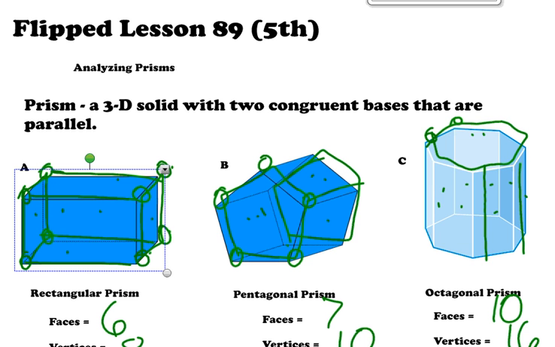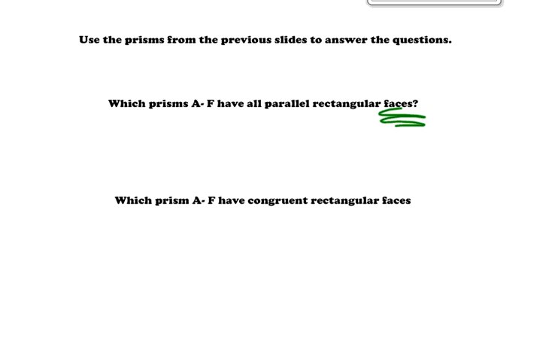And so, in the end, our question would say, yes, letter A is a prism that has parallel rectangular faces. That's all it has. Okay.